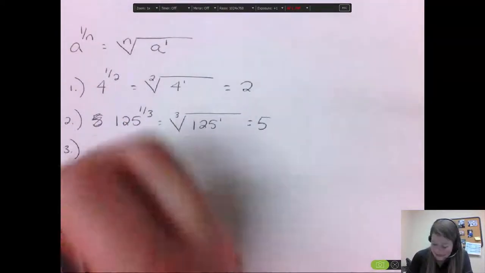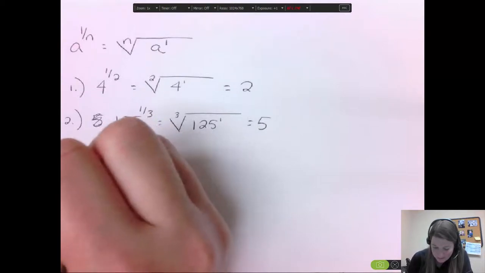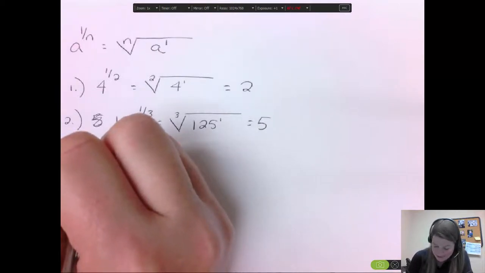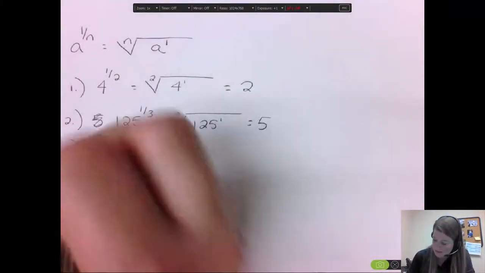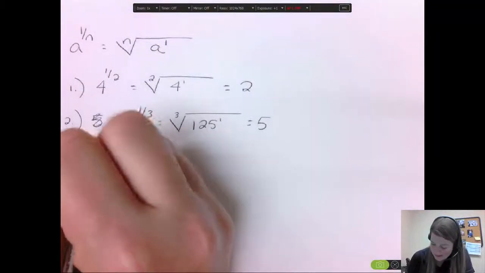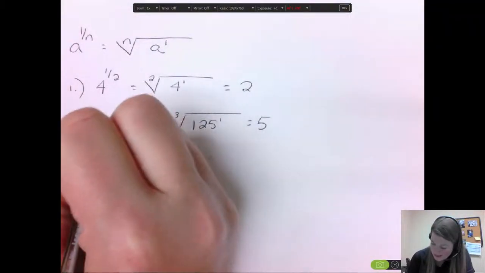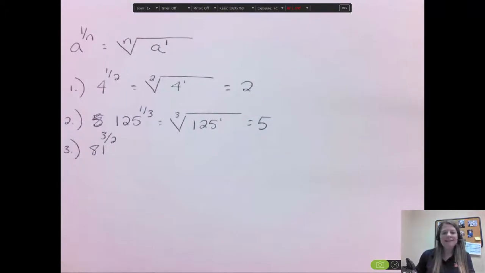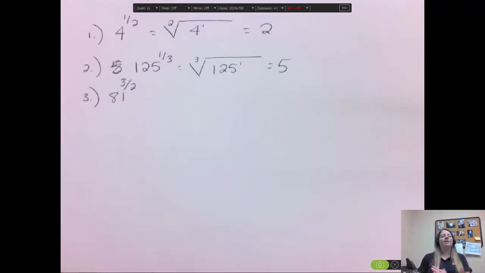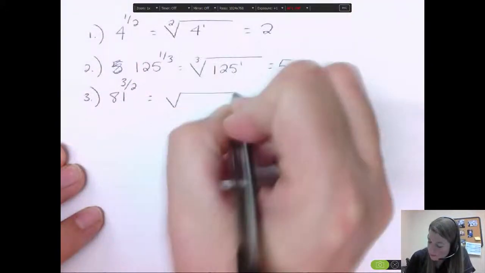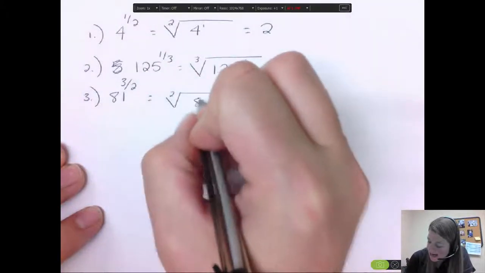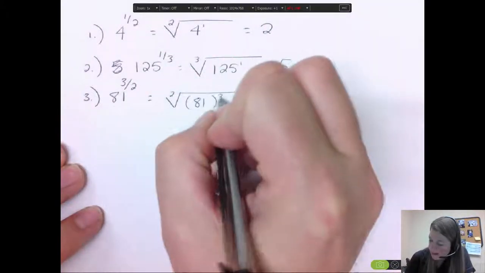What if I made it a little different? Let's just do this one. What if I have 81 to the 3/2 power? What is that saying? Well, 81 to the 3/2 power is telling you that you really have a root of 2, but you're taking 81 to the third power.